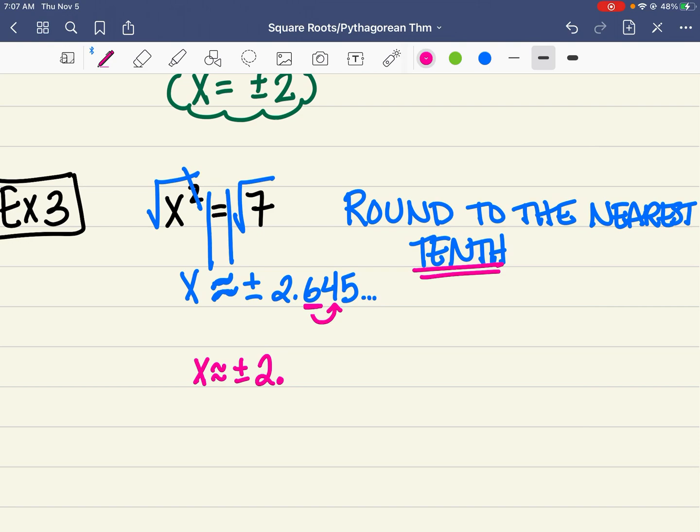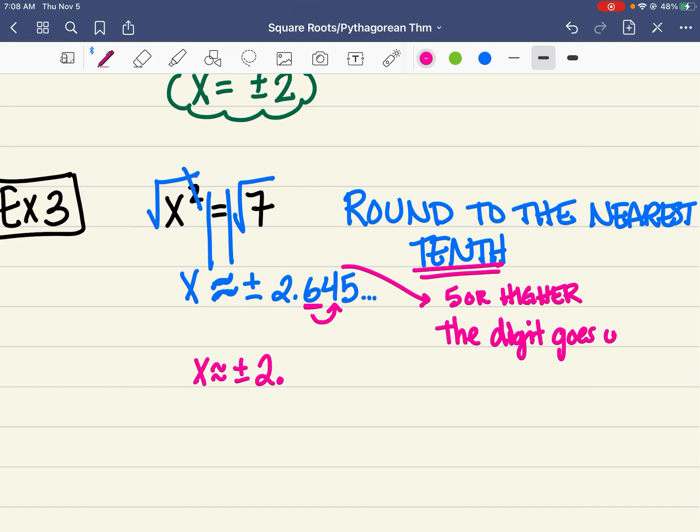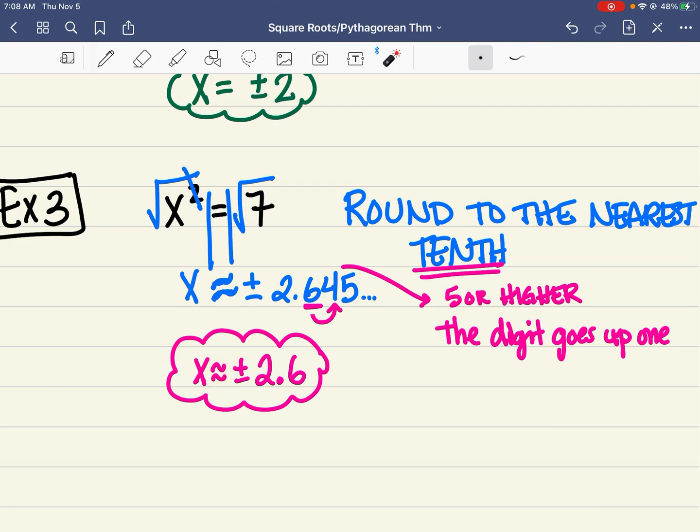If the number next to it is 5 or higher, the digit goes up 1. Now, this is not 5, that's 4. So this is going to stay 6. So we would say that x is approximately equal to plus or minus 2.6. So we use the squiggle equal lines because we had to round.